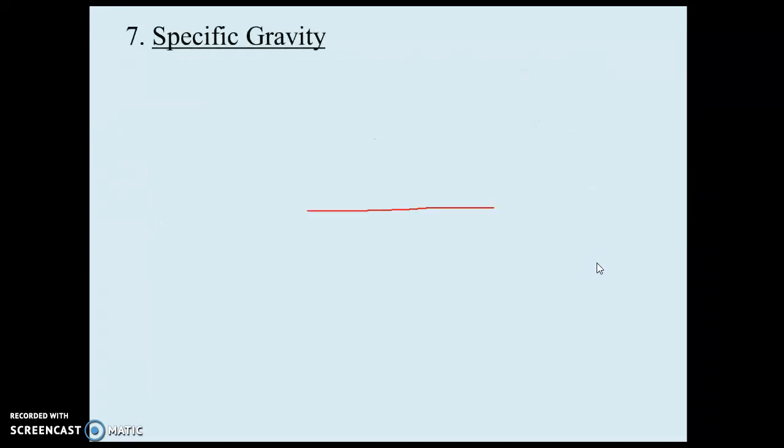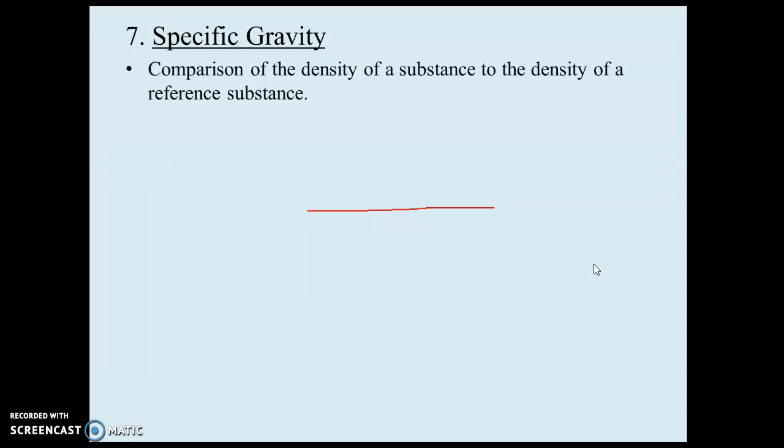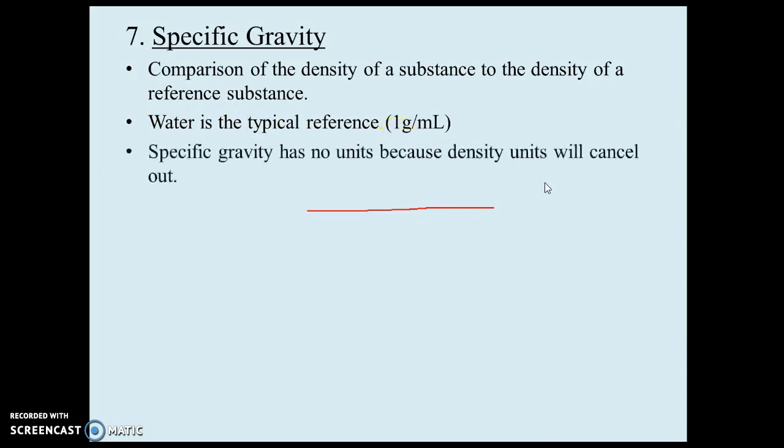Next, really quickly, specific gravity. We use this as a comparison of densities for different substances. So a lot of times if we're looking at a solution that has multiple liquids in it, we are going to use density to figure out specific gravity. We use water as a reference, and water's density is 1 gram per milliliter, makes it a nice reference. Specific gravity has no units because we're comparing two densities. So to figure out the specific gravity of a substance, usually it's a mixture of solutions, you take the density of the substance and the density of water and compare the two.